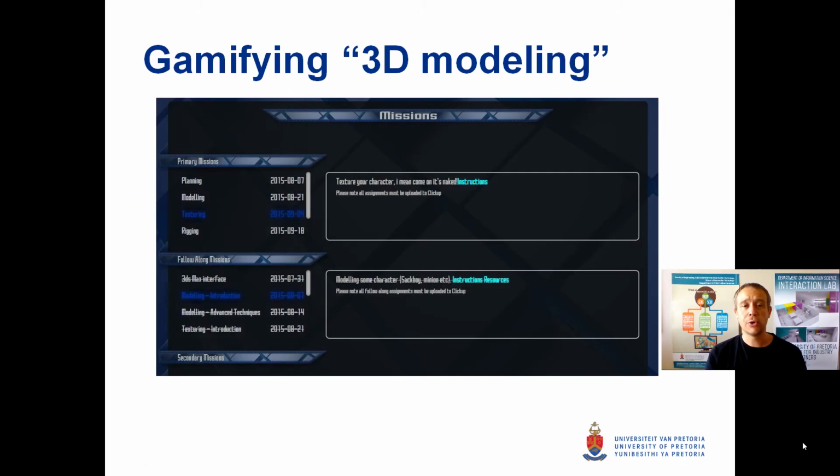This window shows the missions, which is a list of missions: primary, secondary, follow-along missions, and extra missions. Some of the missions are linked directly to assignments in the class, and other missions are just for interest. Doing these missions again unlocks badges as well as progresses them through the system in terms of level gains.